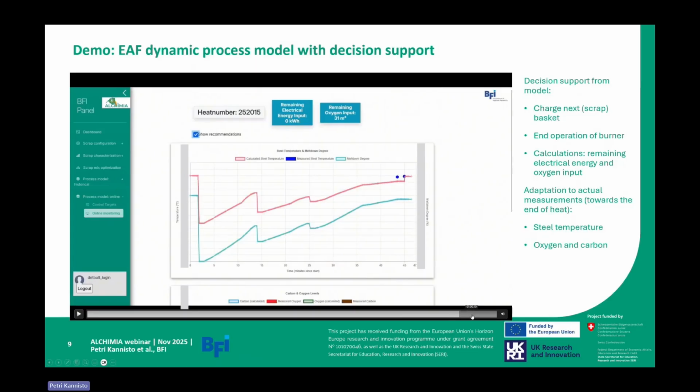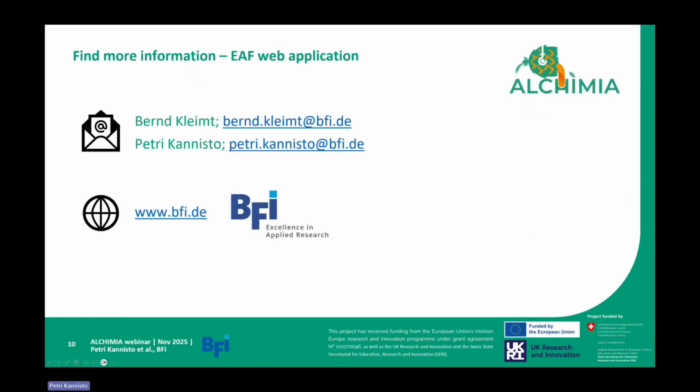So various types of decision support, because it is far from trivial to operate this process online. If you are interested in having more information, you can ask Bernd Kleimt or me. You can see the addresses here. And of course, we also have a website for our research institute. You can also find more information about what we do there.